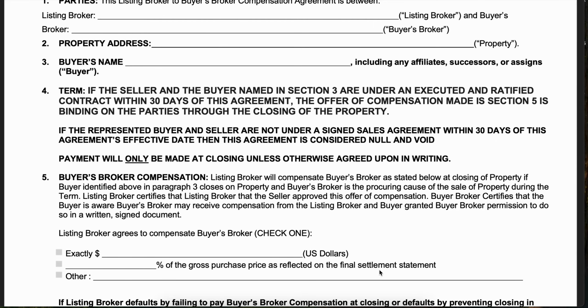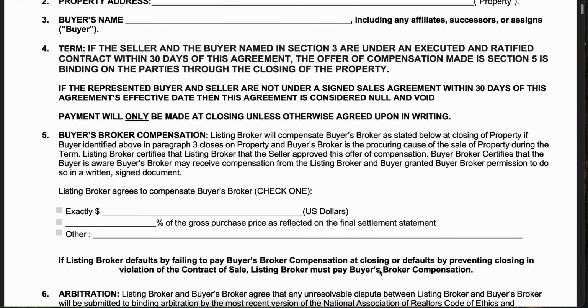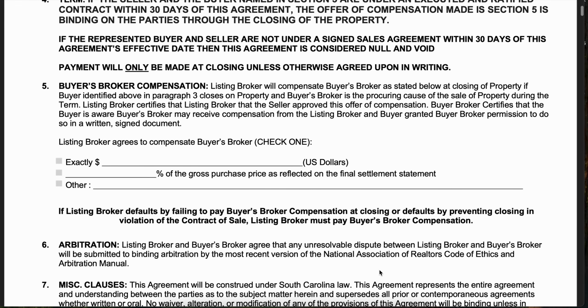Paragraph 5 talks about the compensation that the listing brokerage can pay the buyer brokerage. We got rid of some of the more confusing parts of the existing one and made it really clear. The listing broker is going to pay the buyer's broker either a flat dollar amount, a percentage, or other. And that's where you would write out if there's something different than an exact flat fee or a percentage. And then we clarify the default language: if the listing broker defaults by either not paying at closing or preventing the closing from happening, then the listing broker would still have to pay the buyer broker compensation.